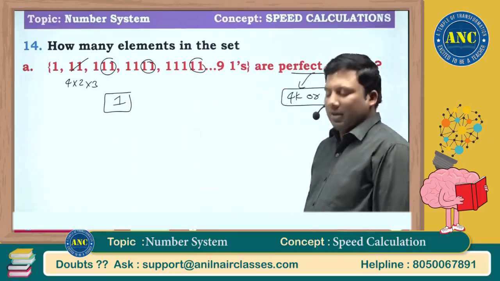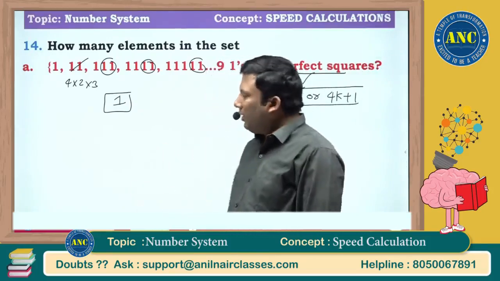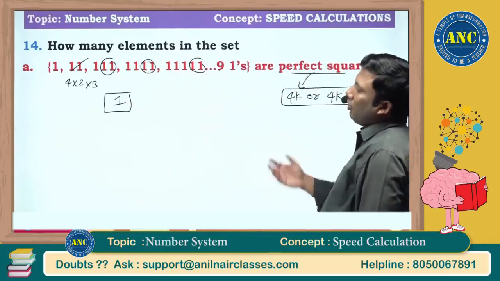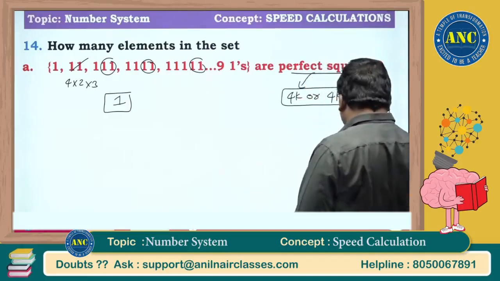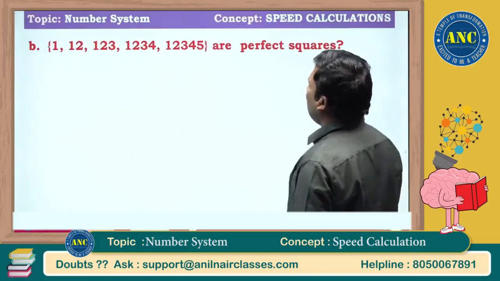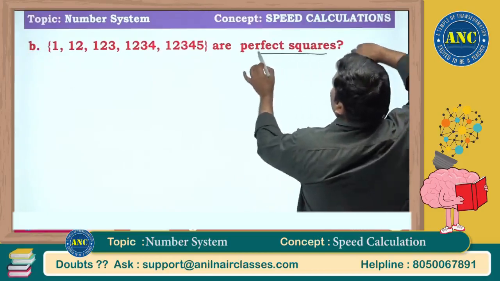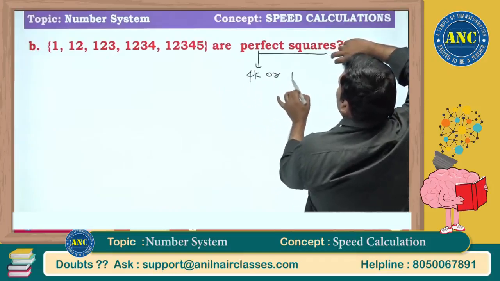The rest are all not perfect squares. The divisibility rule of 4 is that the last two digits should be divisible by 4. So 4 2s are 8 plus 3, all are 4k plus 3. Easy question if you know the logic. How many numbers are perfect squares? Any perfect square is of the form 4k or 4k plus 1.